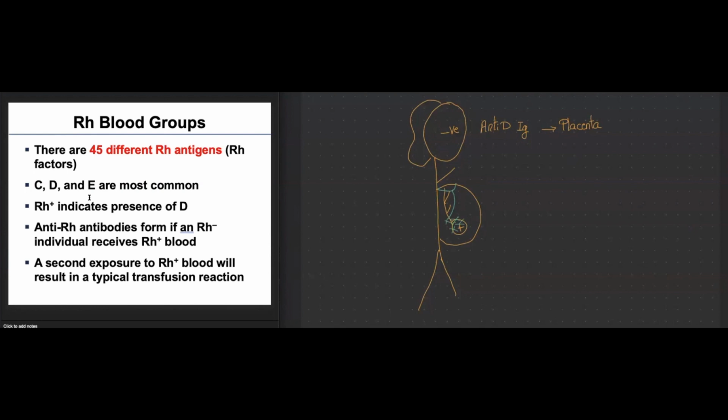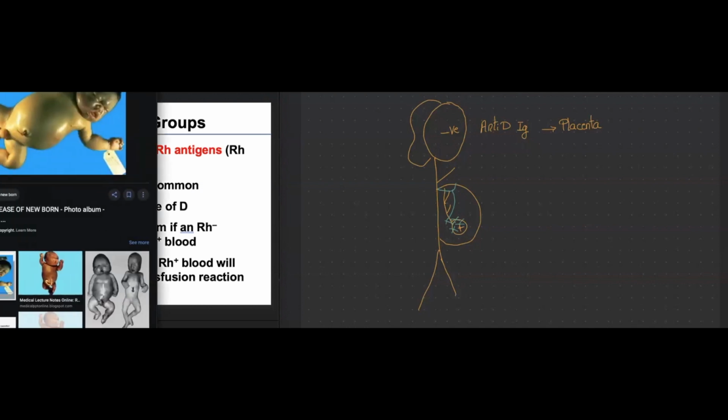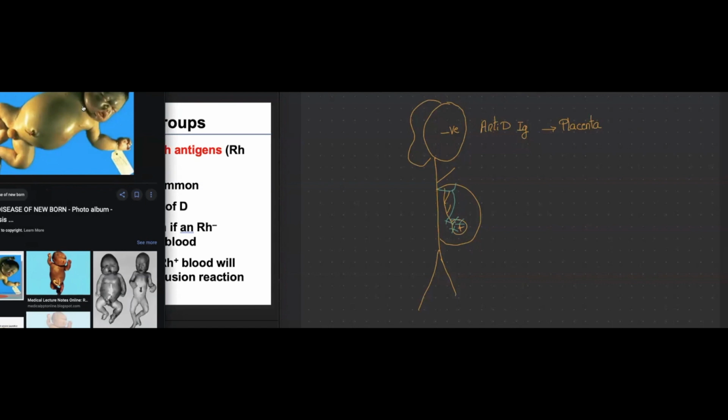Remember, this is what we've called erythroblastosis fetalis. So just to give you an imagination about how the erythroblastosis fetalis looks like, most likely the baby will be born dead, or in other words, it's going to be a stillbirth. So this is how the baby is going to look.